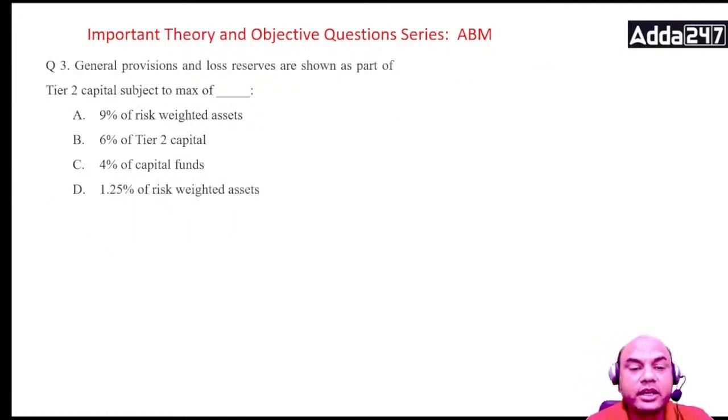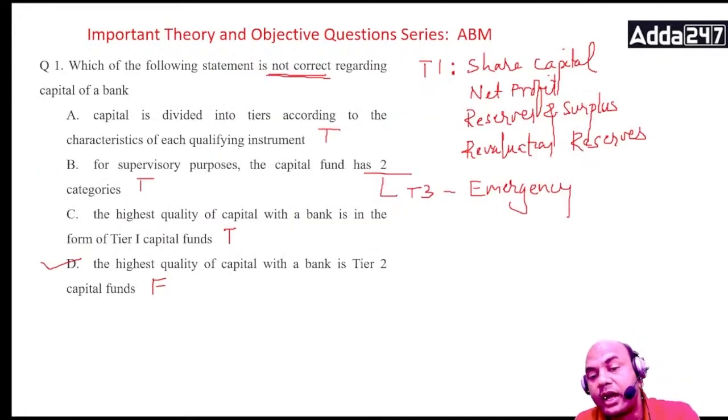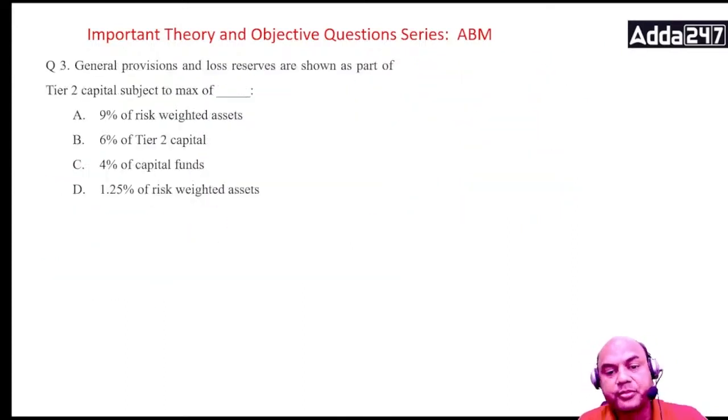General provisions and loss reserves are shown as a part of tier 2 capital, subject to a maximum of. This is what I was talking of. When question number 1 came, I told you T2 capital, general reserves and loss provisions, we'll cover it when the topic comes. So now the topic has come. General provisions or loss reserves are taken as a part of tier 2 capital subject to a maximum of 9% of the risk weight, 6% of the T2 capital, 4% of the capital funds and 1.25% of the RWA.